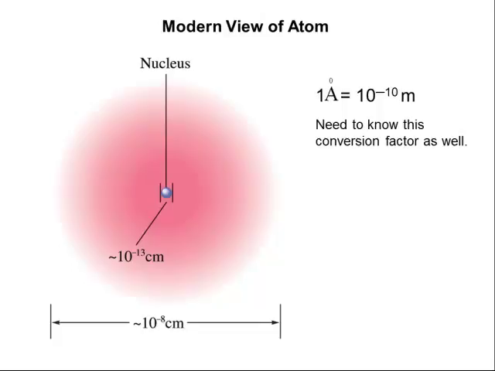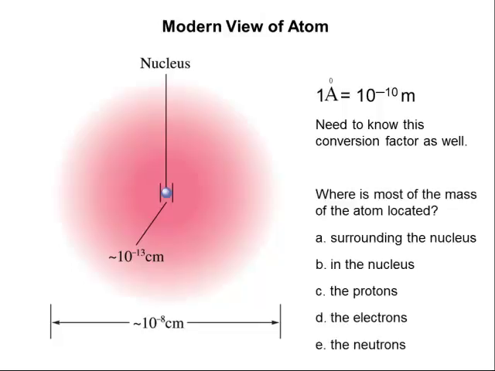So when looking at a modern view of the atom, the nucleus is going to have a diameter of approximately 1 times 10 to the negative 13 centimeters. And a typical atom is going to have a diameter of approximately 1 times 10 to the negative 8 centimeters. Now those fluctuate depending upon what element we're talking about, but they're all relatively close to that. When you look at that though, the nucleus is 5 orders of magnitude smaller than the overall diameter of the atom.